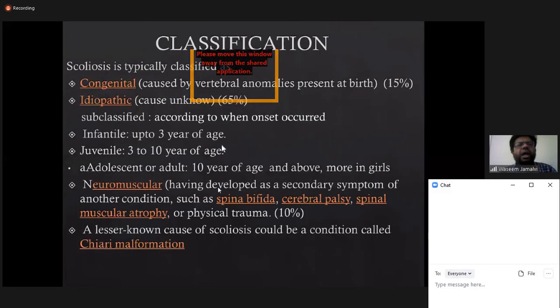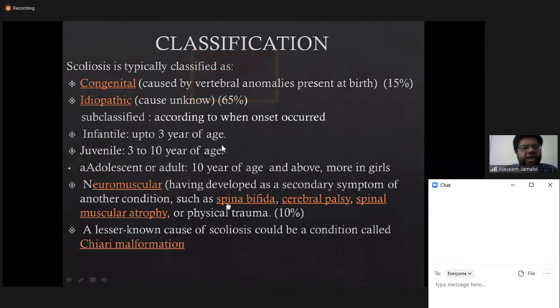Okay. It can be congenital, and the vertebral abnormality is typically classified as congenital, which is around 15%, but sometimes it is idiopathic, where the cause is unknown, and that is mostly, 65%. And we subclassify it into three categories: infantile, juvenile, or adolescent. The infantile type can be present up to the age of 3 years, the juvenile from 3 years to 10 years, and after the age of 10 years or above, it is the adolescent or adult type of scoliosis.